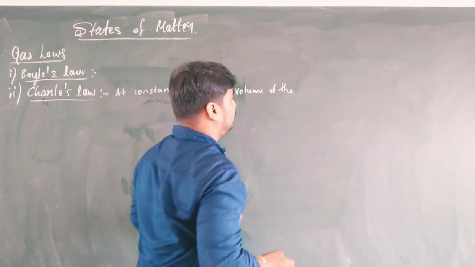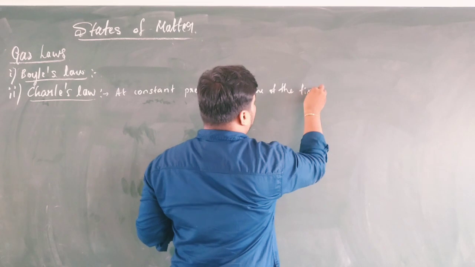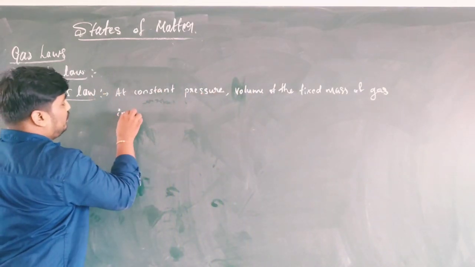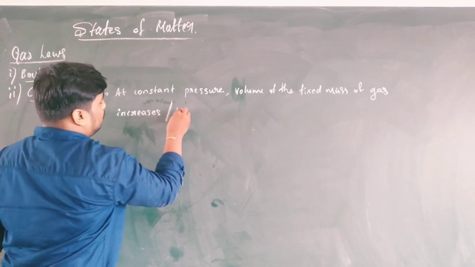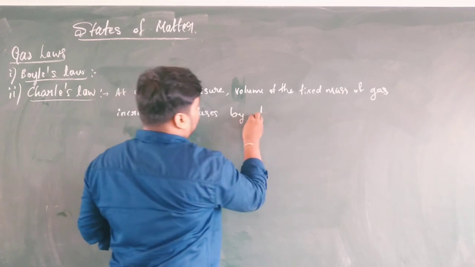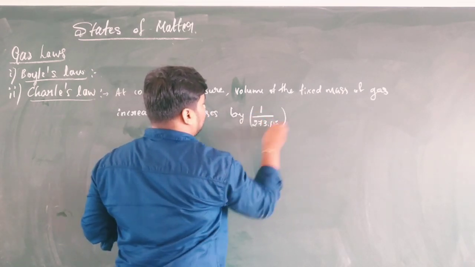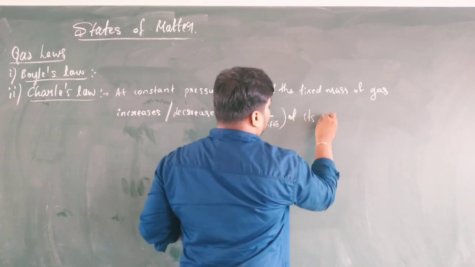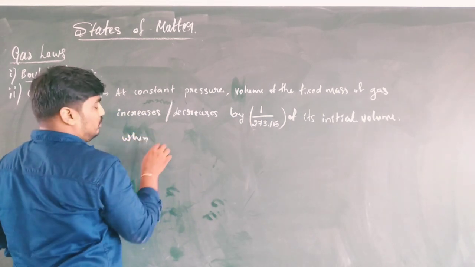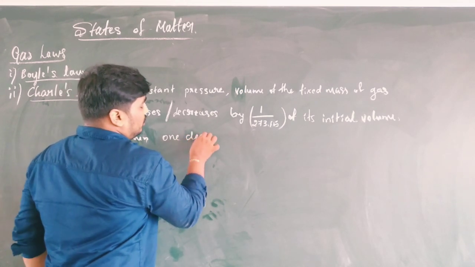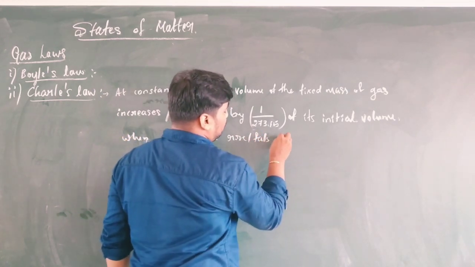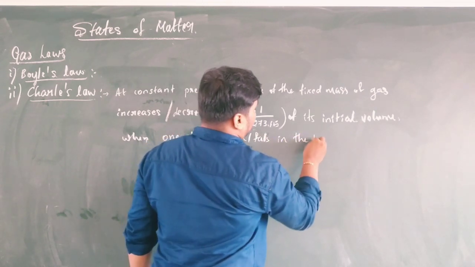volume of the fixed mass of a gas increases or decreases by 1 by 273.15 of its initial volume when there is 1 degree rise or fall in the temperature.